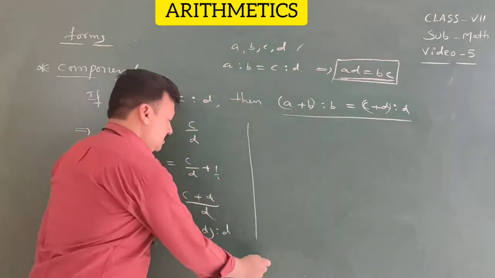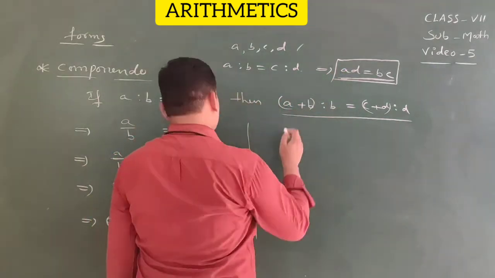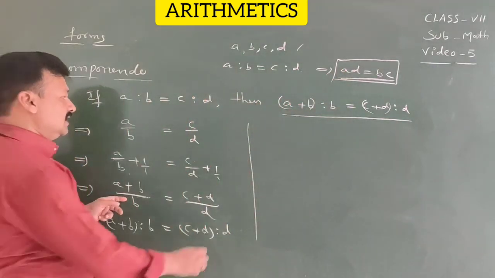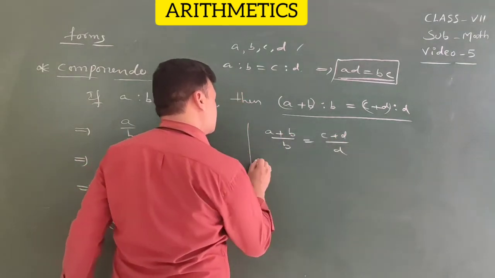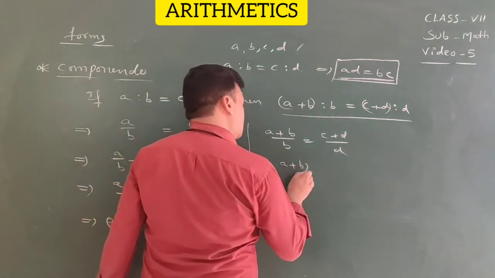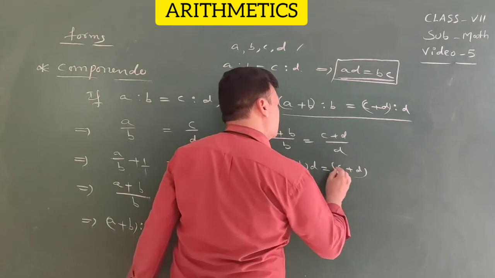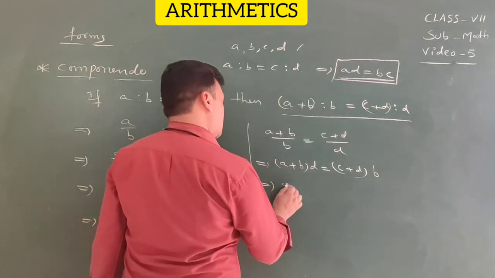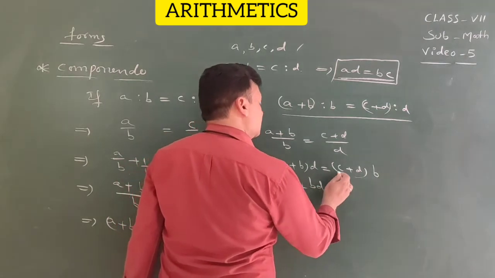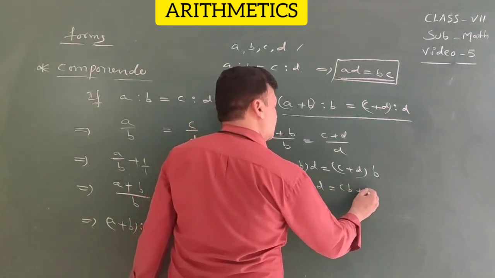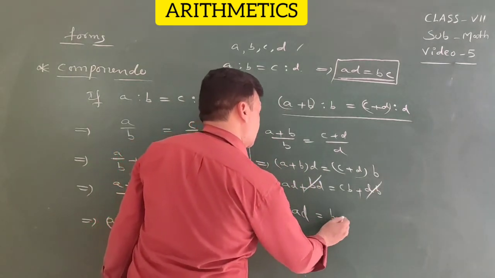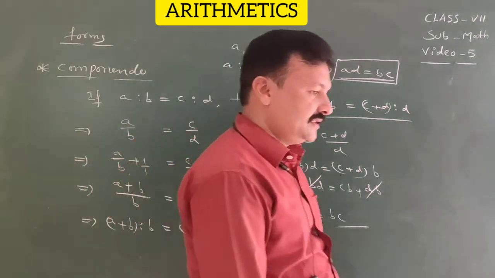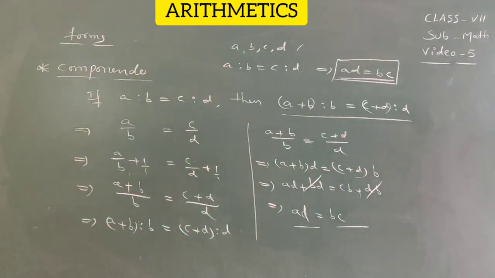Then how would you get AD equal to BC here? So from here onwards I check it. Here A plus B by B equal to C plus D by D. Then cross multiply. Then we get A plus B into D equal to C plus D into B. A into D is AD plus B into D is BD. C into B is CB plus DB. If BD and DB get cancelled, at last we will get AD equal to BC. At last, the required result, AD equal to BC, we got.